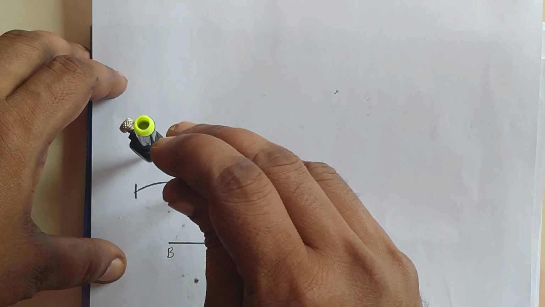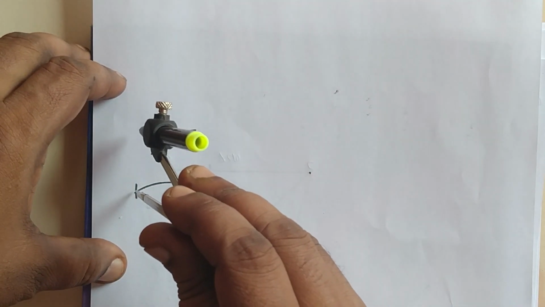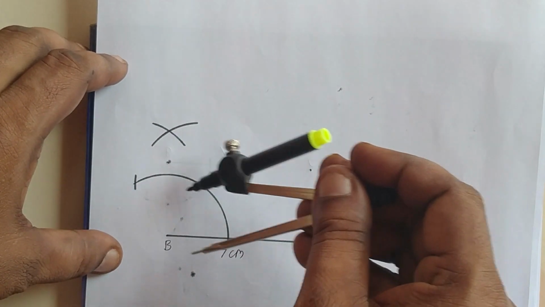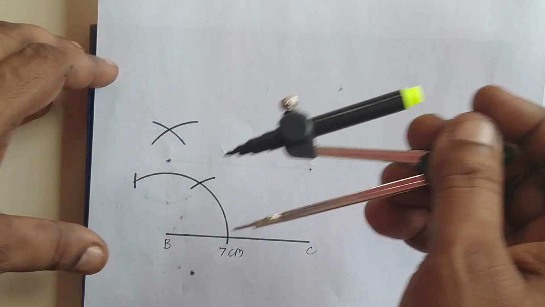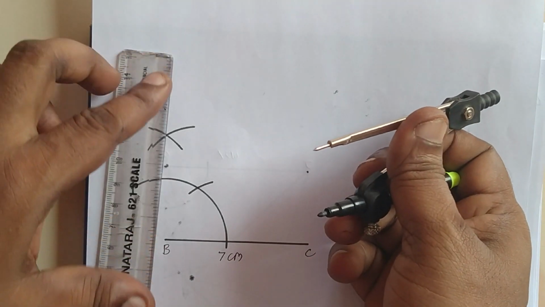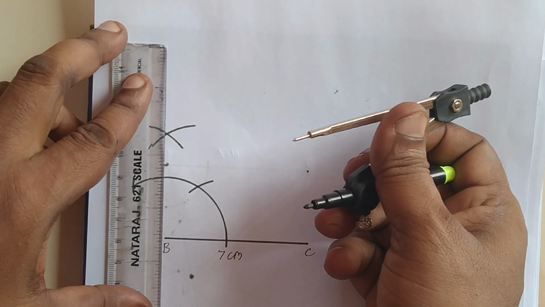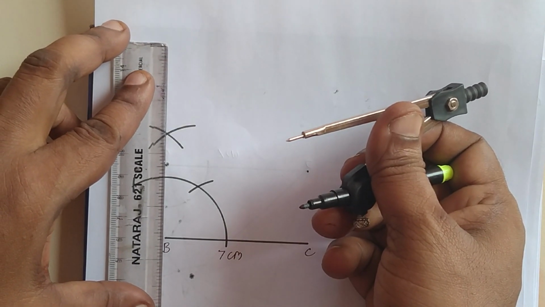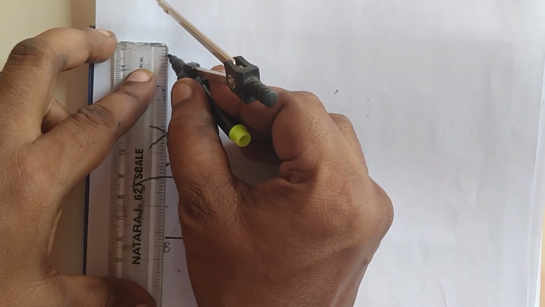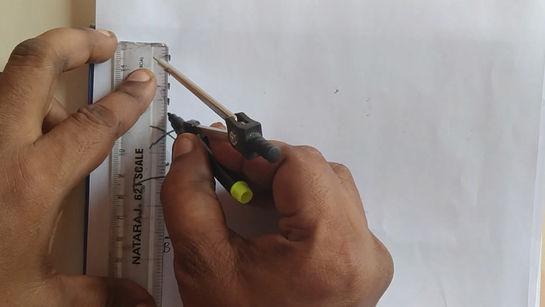So for the bisector, draw one arc from 60 and one from 120. So the bisector of 60 and 120 will give us 90. Now see, our aim is not to draw 90 degrees, so you can draw this as a dotted line.